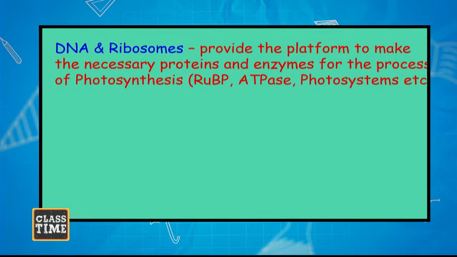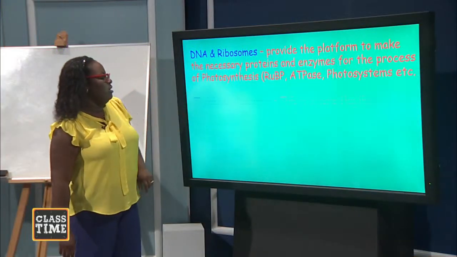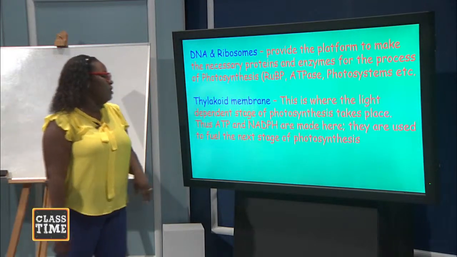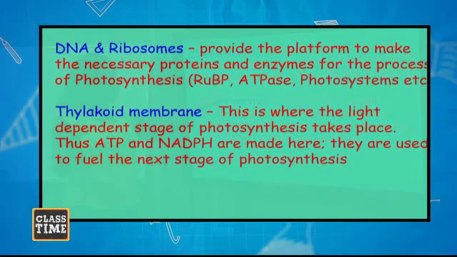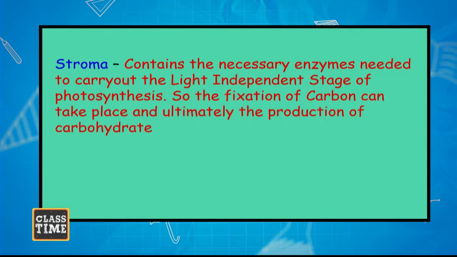First of all, the DNA and the ribosomes provide a platform to make the necessary proteins for the process to occur, because the enzymes and the ATP synthase and so on don't come into the chloroplast by magic. You need the DNA, RNA and ribosomes to make these. Thylakoid membrane, as you know, is where the light-dependent stage of photosynthesis takes place and the production of ATP and NADPH. The stroma is where the light-independent stage takes place and ultimately the production of carbohydrates.